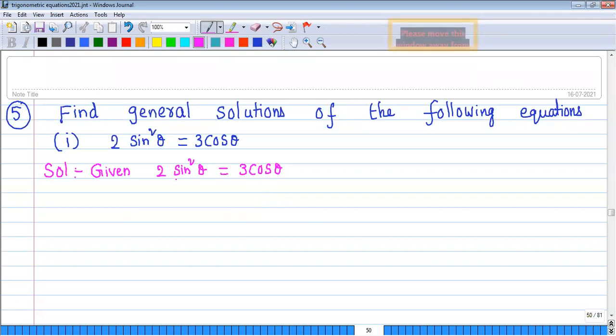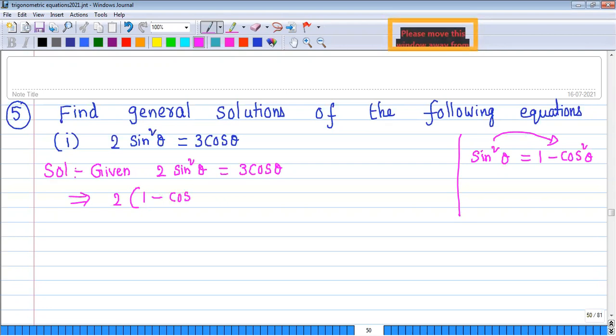But instead of that, just think about sine square theta. Can we express sine square theta in terms of cos? In a simple manner, yes. Sine square theta equals 1 minus cos square theta. Am I correct or not? So instead of converting cos theta in terms of sine, it is better to write sine square theta in terms of cos. So 2 multiplied by 1 minus cos square theta equals 3 cos theta.